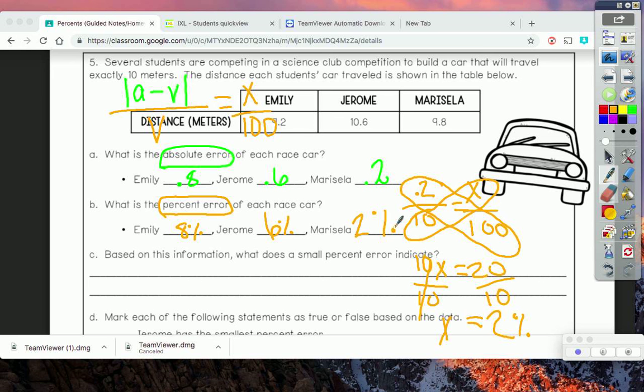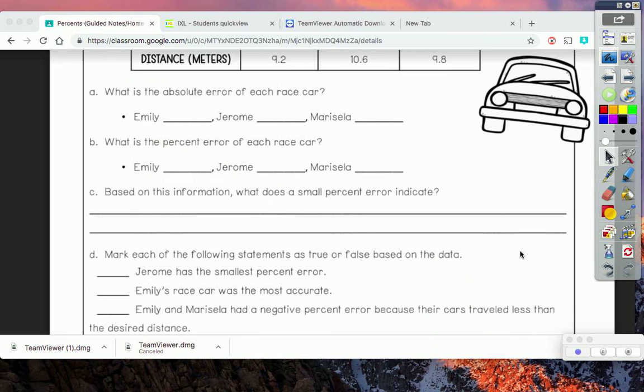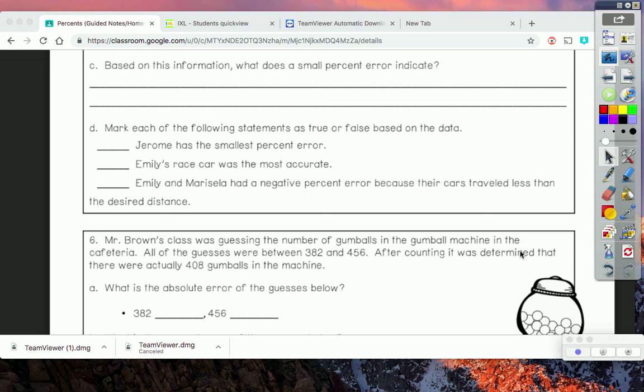All right, moving right along to our next questions. I'm not going to write on the board for part C, but I would like to hear from the audience what you think it means when we have a small percent error. Will? It means that they were closest to the actual answer, or the actual goal. I like how you say goal, because remember this is racing and they're moving according to speed.